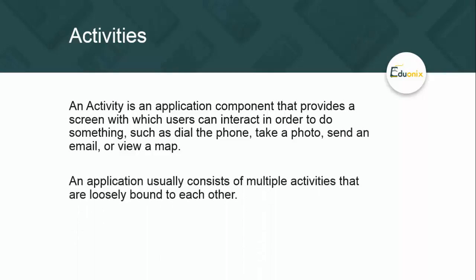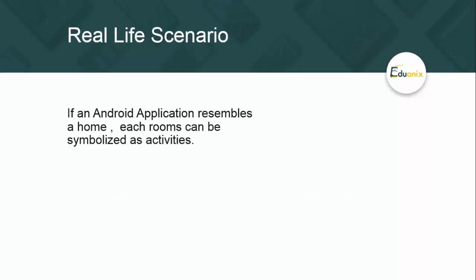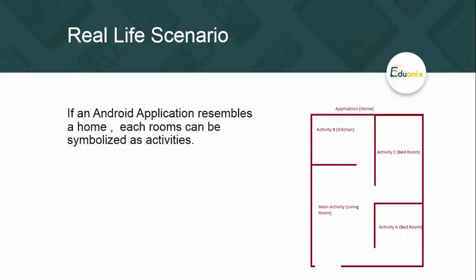An application usually consists of multiple activities that are loosely bound to each other. Let's understand this concept using real-life scenarios. If an Android application resembles a home, then each room is an activity. The following characteristics are exhibited by the activities that are associated with an Android app.